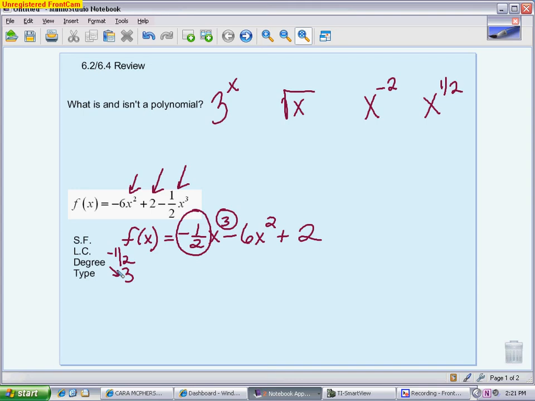If it doesn't have an x, we call it a constant. If it has just x to the first power, that is linear because it forms a line. If we have x squared, that's called a quadratic. If we have an x cubed like this one, that is called a cubic. And if we have an x to the fourth, that is called a quartic. So those are the types that you should be able to recognize and then write down. This one is a cubic because it's a third power.